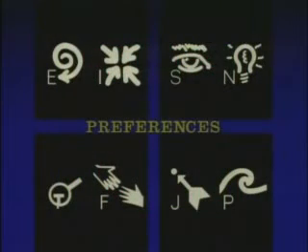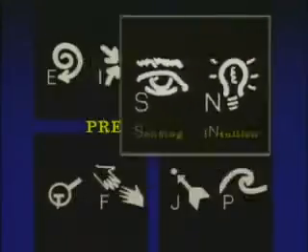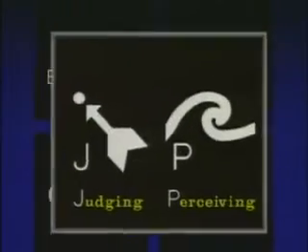The MBTI sorts 8 different preferences into 4 pairs of opposites and organizes them according to where we prefer to focus our attention to replenish our energy, how we prefer to take in information, how we prefer to make decisions, and what basic lifestyle we prefer. While we use all 8 preferences, we generally favor only one from each of the 4 basic preference scales.